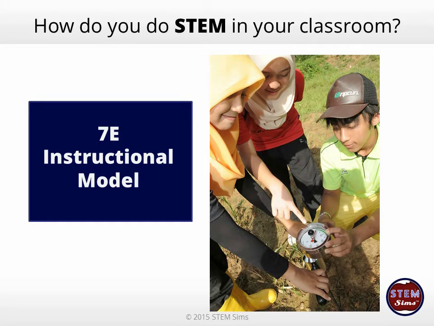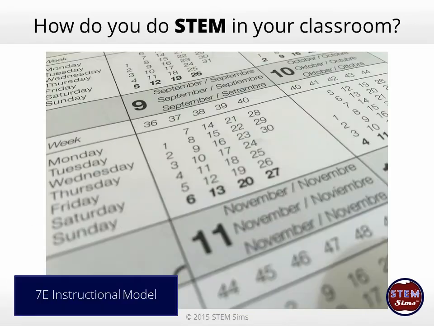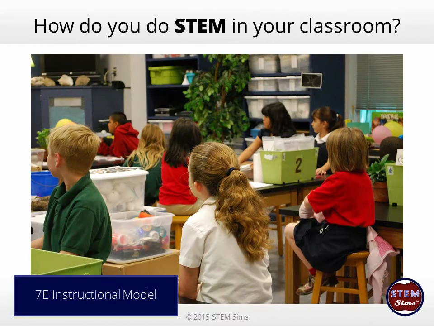Although this model has 7 parts, a traditional one-class period lesson does not have to address all of the 7 parts. The stages can be completed over multiple days or even weeks. In fact, one class period might be dedicated to only one stage of the lesson. The big idea is to have your students over time progress through all of the 7 stages to help them construct their understanding of a core STEM concept.